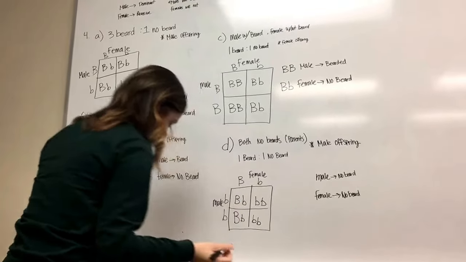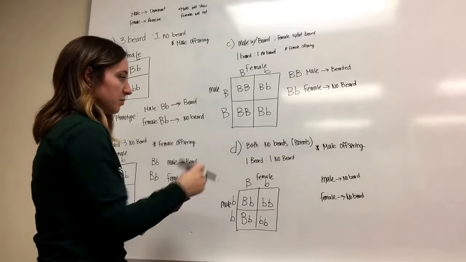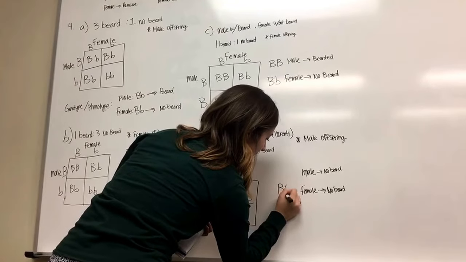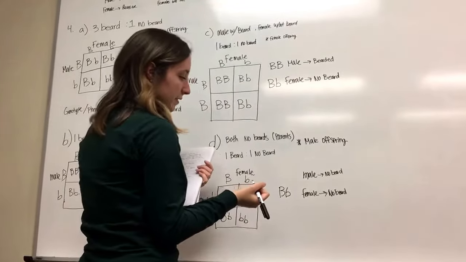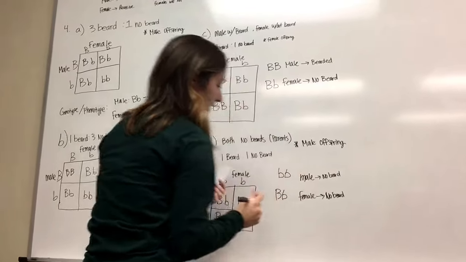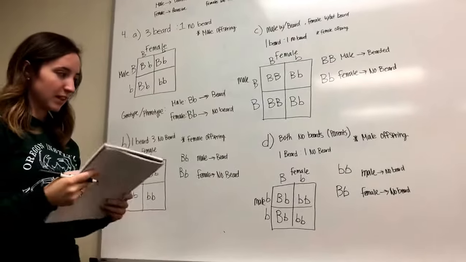Little b. And this makes sense because since both parents don't have a beard, we know that the mom will have big B, little b, and then the male has to have little b in order to have no beard.